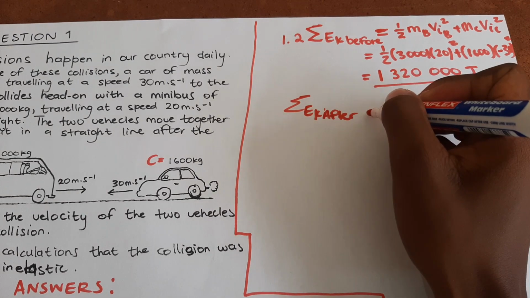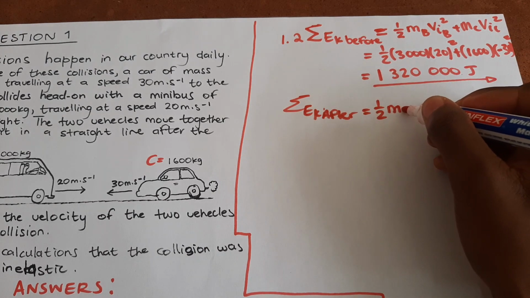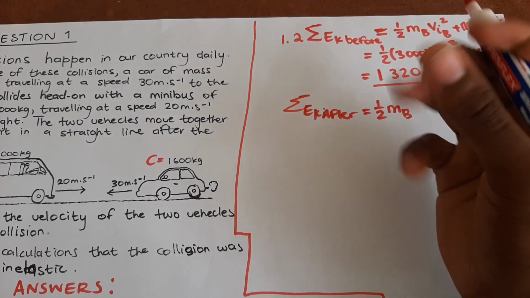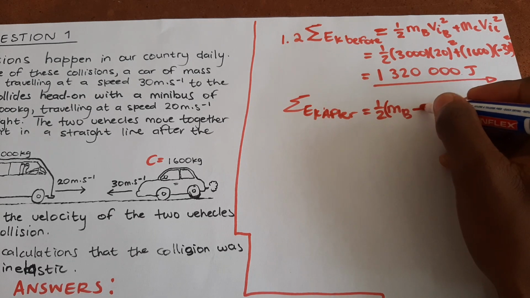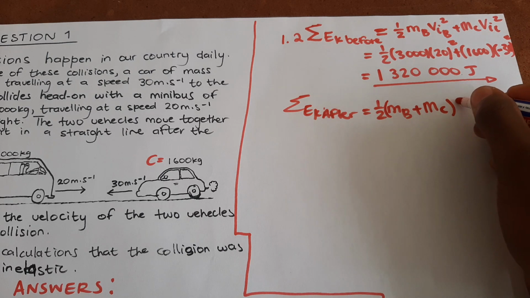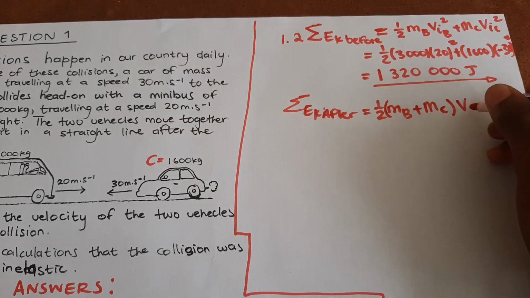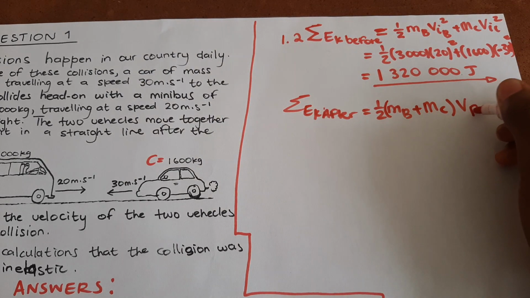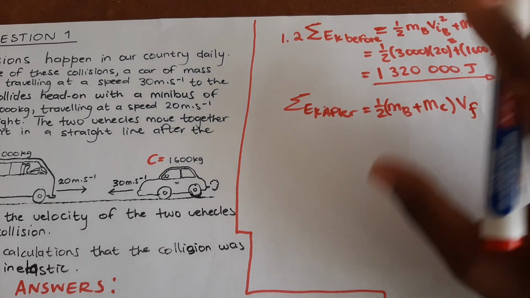The kinetic energy after is equal to half the mass of the bus. Right now the masses are combined, so we say half, open brackets, we add the masses: the mass of the bus plus the mass of the car, and the velocity is the final velocity, the same for the two objects, because they are combined objects moving together. I'll explain this later.